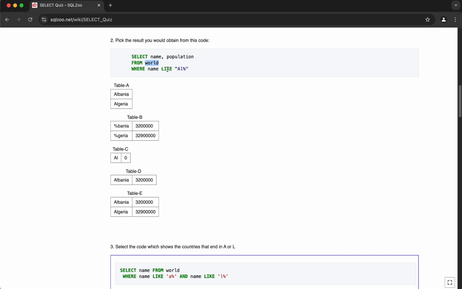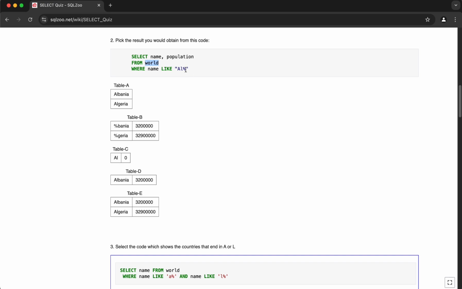So to help explain this to you, I need you to understand that the like operator is used in SQL to search for a specified pattern in a column. It's typically used to filter rows where a string value matches that specific pattern. So for example, in this case, it's telling us where name, like, in double quotes, AL, percent sign.